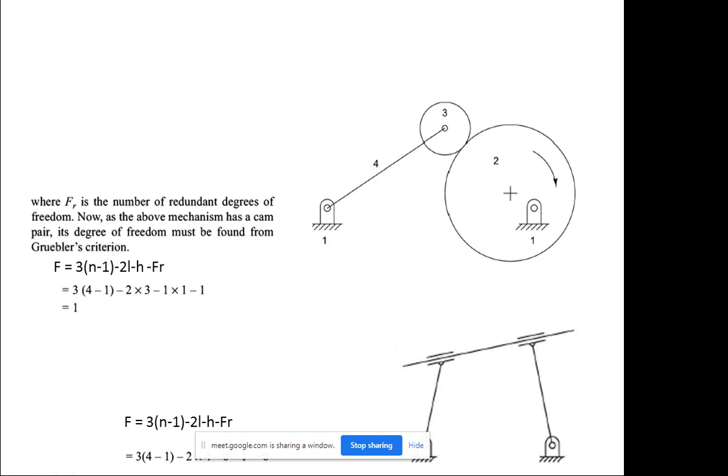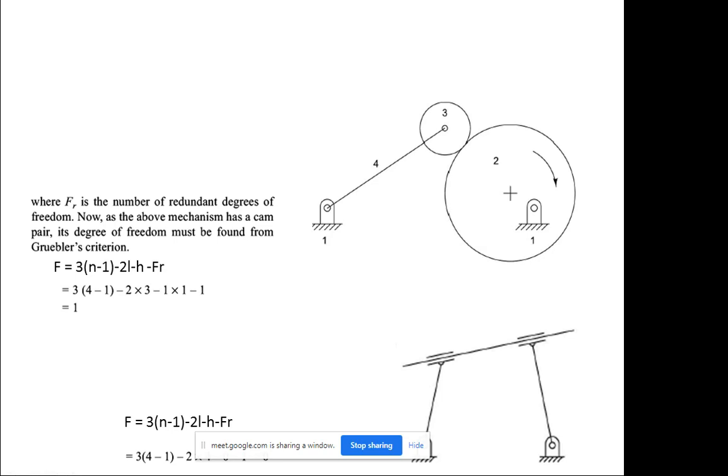other things are the same. 4 links are there here, and the lower pairs number 3, that is 1 here, and 2 and 3 joints there, and then the higher pair is here, 1 with point contact, and then you can see that an extra redundant degree of freedom is used here, Fr.